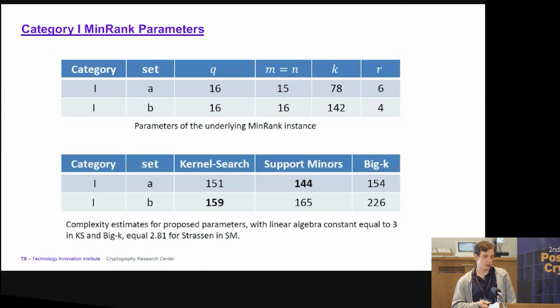Those are the complexities of the just mentioned attacks on those parameter sets. We see for the category A set, the support minus modeling is the best attack, which is one of the most recent advancements. And the B set is chosen such that the kernel search, which is a more naive attack, yields the best complexity, somehow supporting that this set is more conservative.